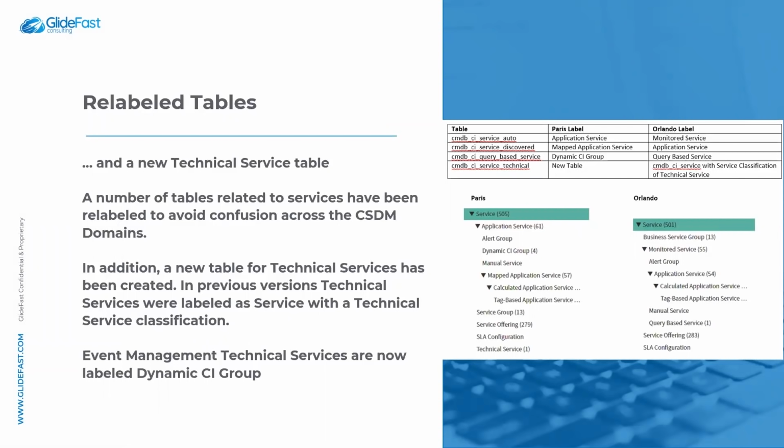So relabeled tables, just showing you the difference between various releases. The big one really to cover is the technical service table. In the past, in event management, we used to use a service table with a classification of technical service. It actually has its own table now that's part of the dynamic CI group. So we see it here, and that's used for event management. Yeah, so I'll just leave this up here so you can see it, but these are some of the labels that we've seen changed in the various releases.